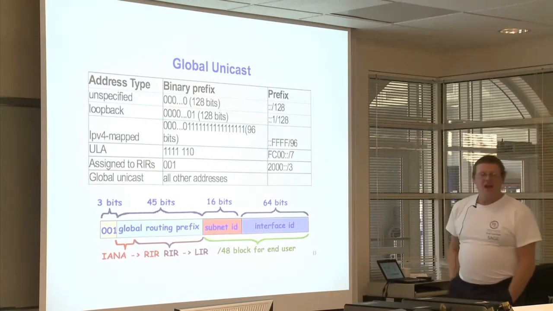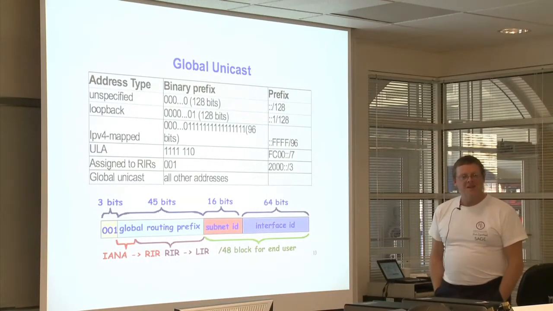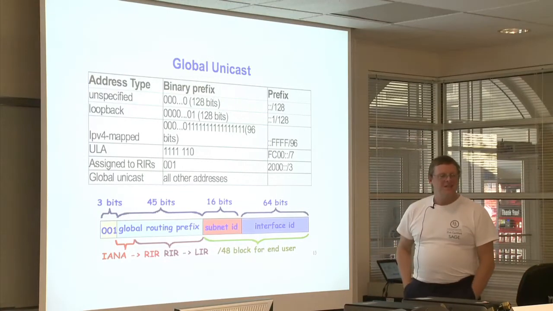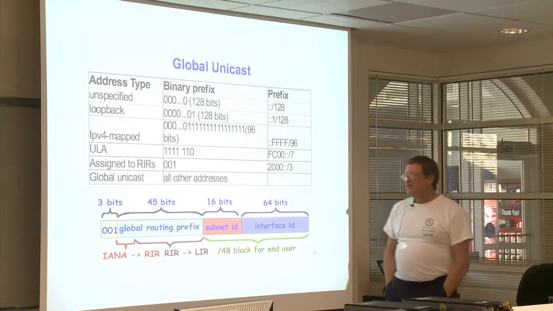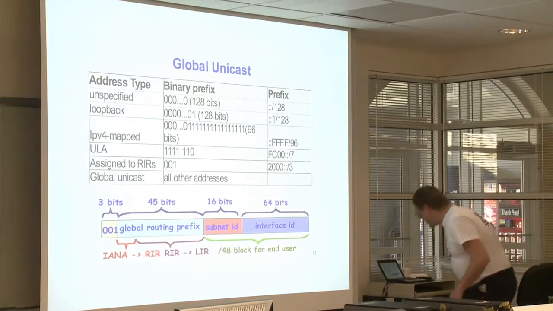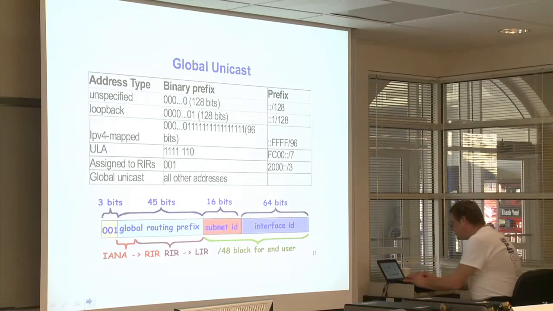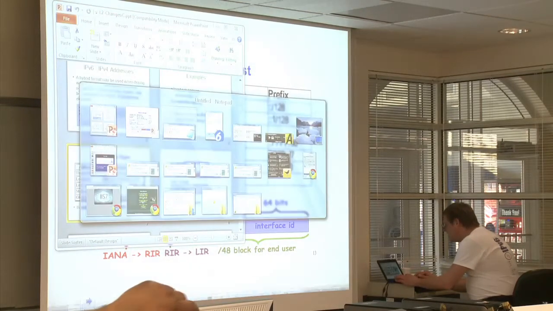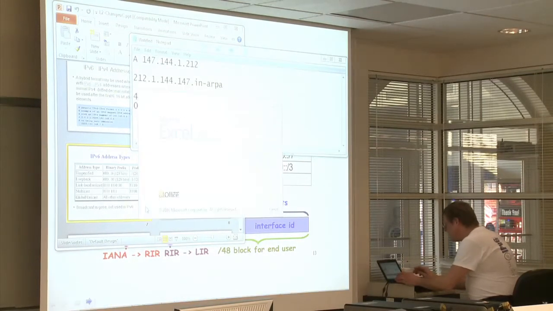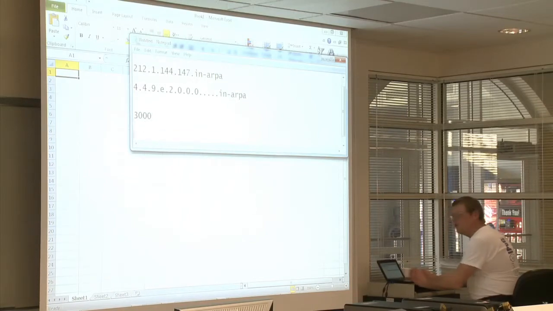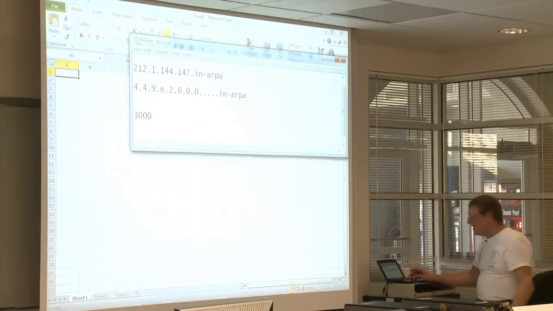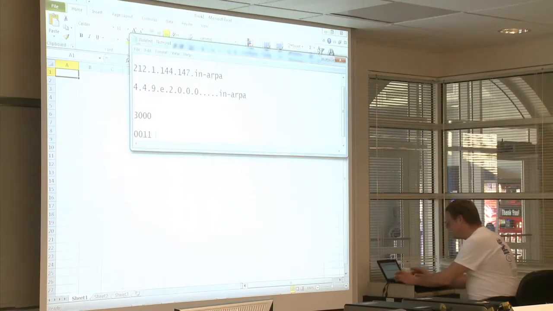So is 3,000 included in that? Any votes? What does 3,000 look like in binary? If I have 3,000 hexadecimal, what's that look like in binary? 0011. Then what's the next byte? Then it's all zeros, right? There we go.